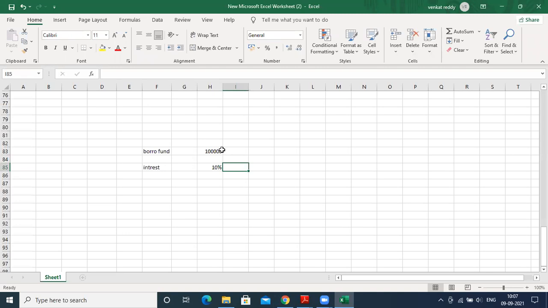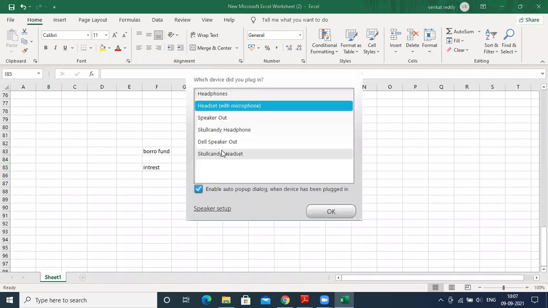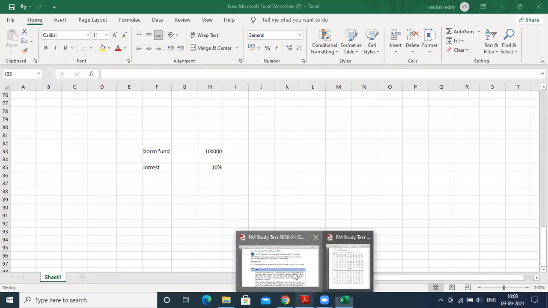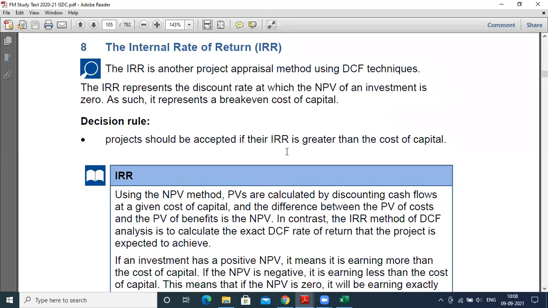The main objective of IRR is to know whether the project is capable of giving a return of at least the cost of capital, whether it can meet the cost of capital. If the internal rate of return is less than the cost of capital, then definitely we reject the project. So the rate of return we expect from the project should be more than the cost of capital. This is the decision rule. Before we go further, let me know whether you understood the concept of IRR.